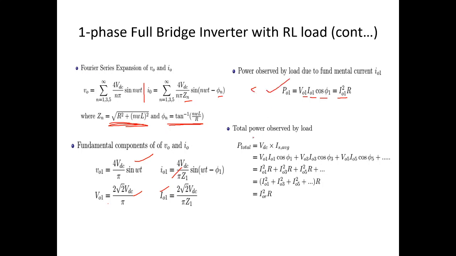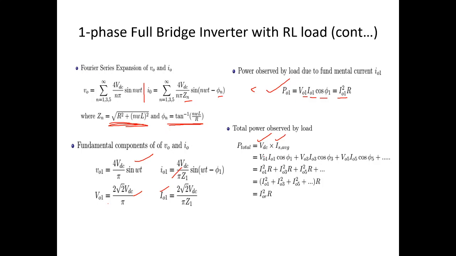If somebody wants to know the total power absorbed by the load, there are two ways. One from the load side, the other from the source side. Because there are no loss components other than the load, the power delivered by the source is equal to the power absorbed by the load. Power delivered by the source is equal to the source voltage into the average value of source current. That is from the source side.